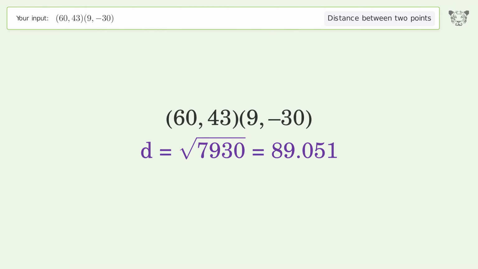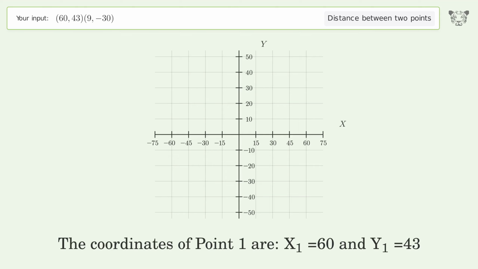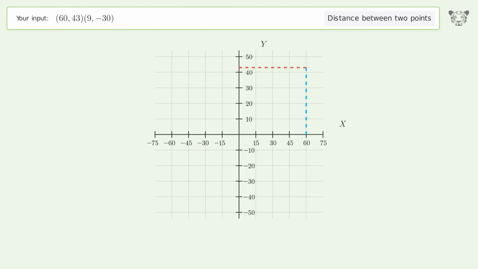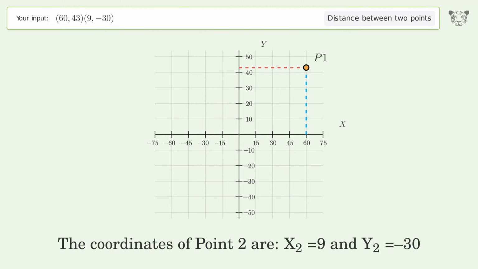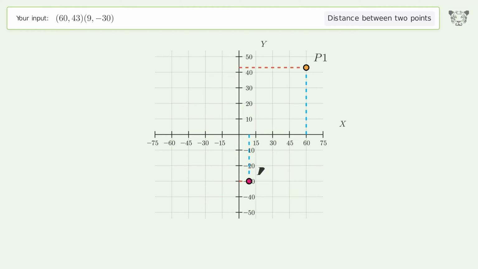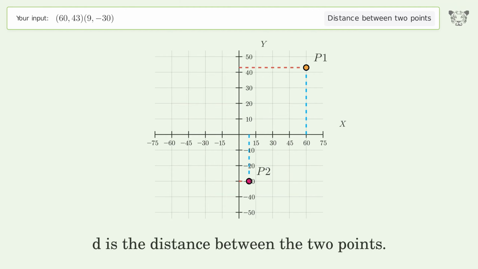The coordinates of point 1 are, x1 equals 60 and y1 equals 43. The coordinates of point 2 are, x2 equals 9 and y2 equals -30. D is the distance between the 2 points.